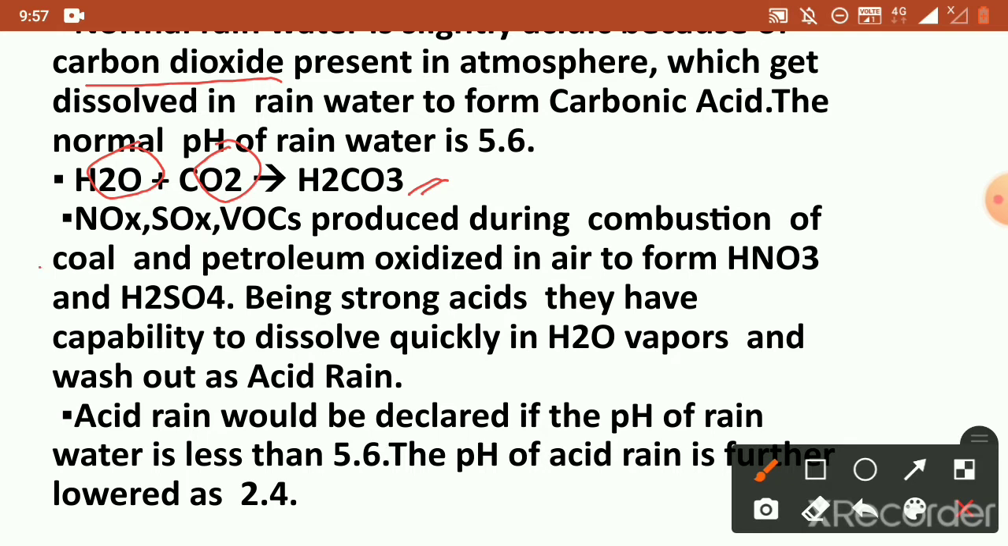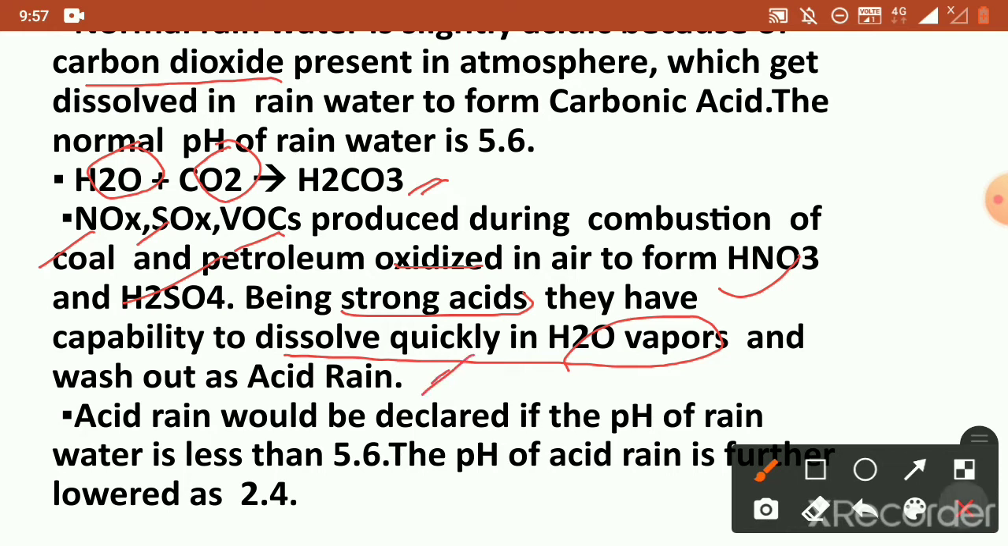The oxides of nitrogen, oxides of sulfur, and volatile organic compounds that are produced during the combustion of coal and petroleum get oxidized in the air to form nitric acid and sulfuric acid. These two acids are the important components of acid rain, and being strong acids, these have the capability to dissolve quickly in the water vapors. As they dissolve in the water vapors, they wash out as acid rain.